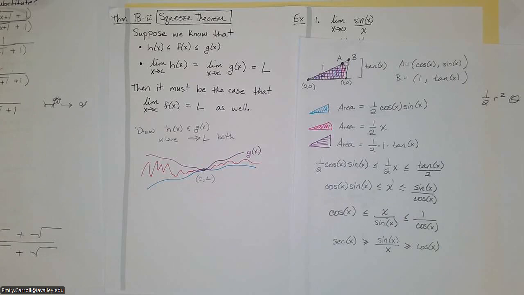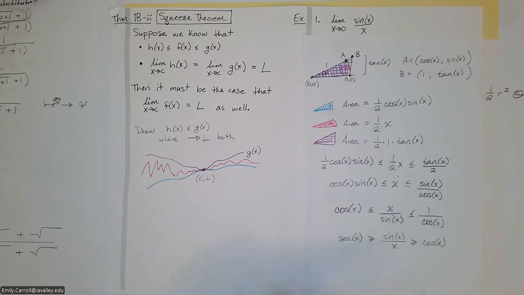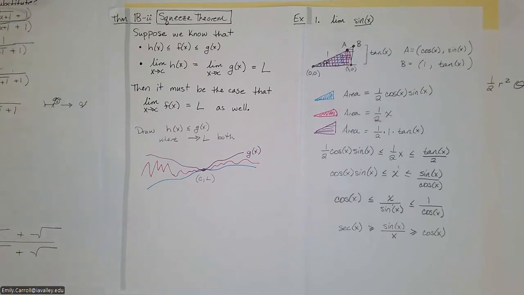Okay, so now we have a statement that is true for all x. Secant is greater than or equal to sine of x over x, which is greater than or equal to cosine. Actually, from the way that we constructed this picture, I'm 100% sure that this is true for all x where the angle x would be in the first quadrant. I'd have to play with it to see if it's true elsewhere. But for x approaching 0, it will work.